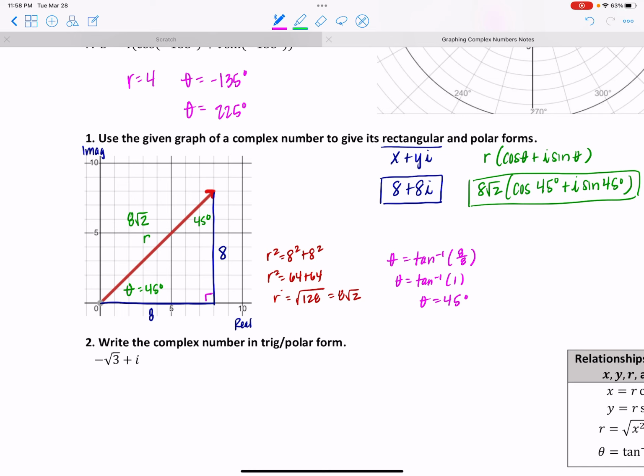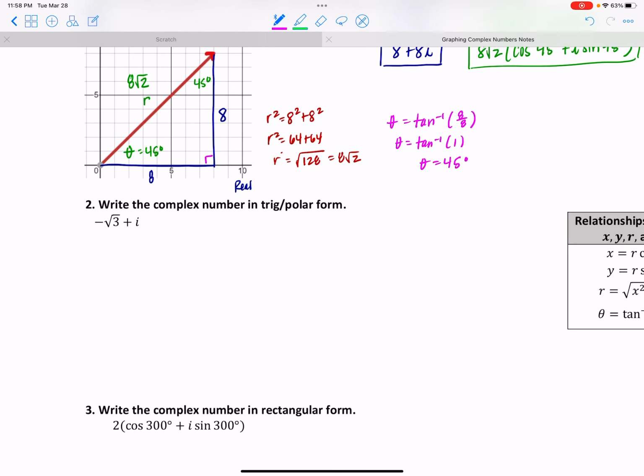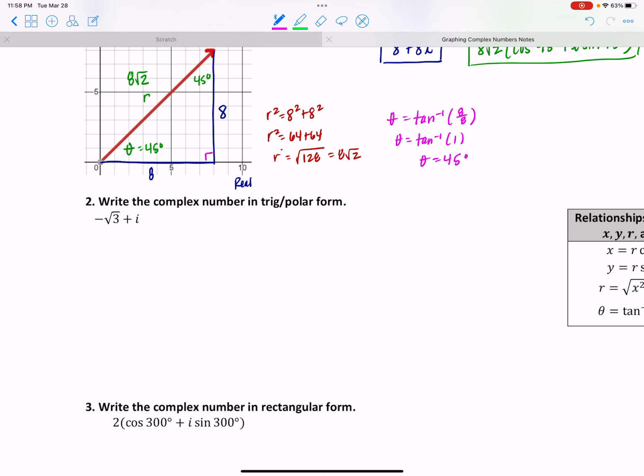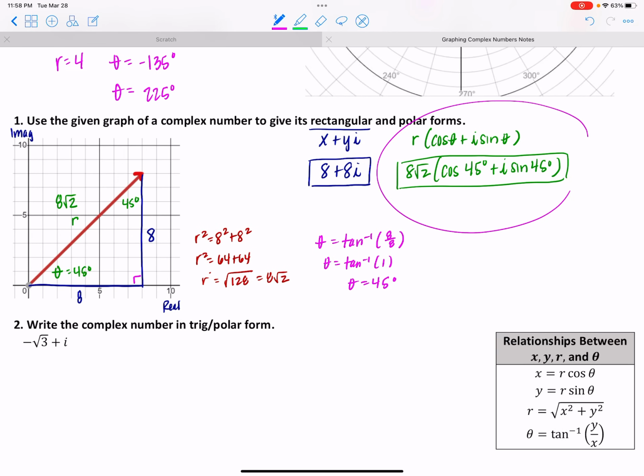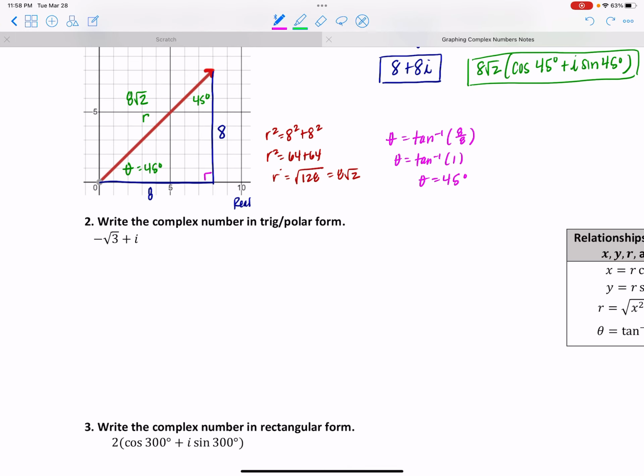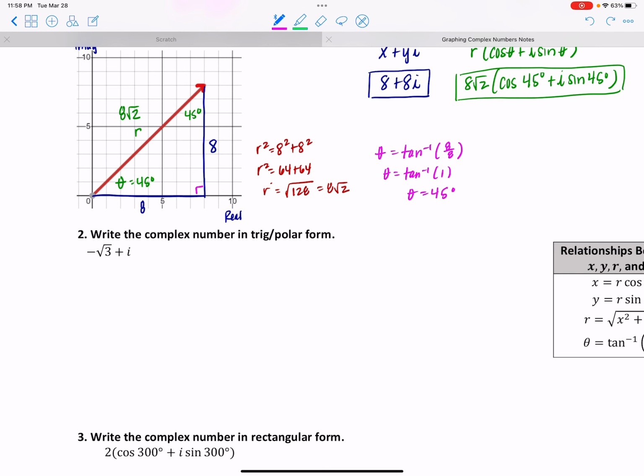Now, sometimes work is not avoidable, so we're going to try some similar work here just without the picture. In number 2, we're given the rectangular form of a complex number, and we're trying to write that complex number in its trig form. But again, to write my trig form, that's this guy here, I need to know two things. I need to know what is my radius and what is my angle. So based on this information, remember, if this is my rectangular form, then I know that x is going to be negative radical 3, and that y is my coefficient of i, which means y is going to be 1.